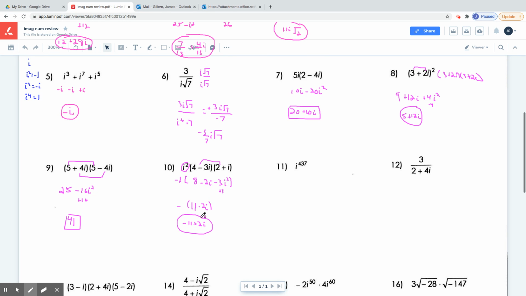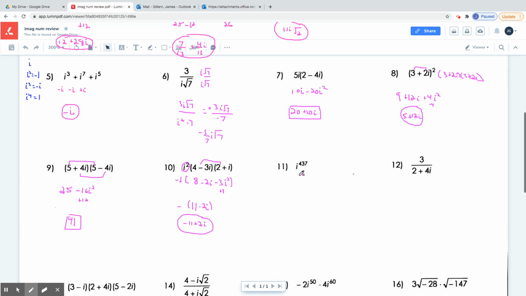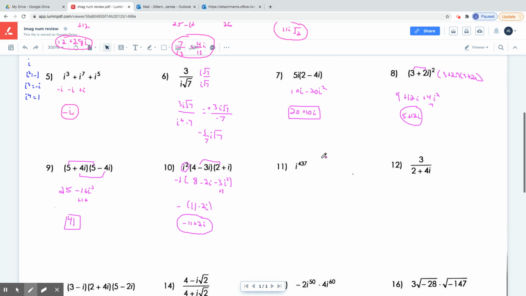There's our answer. All right. For number 11, i to the 437th. Don't worry about the whole thing. The only thing you really need to worry about is 37. Don't need to worry about 437. It's just the last two numbers to figure out the remainder.